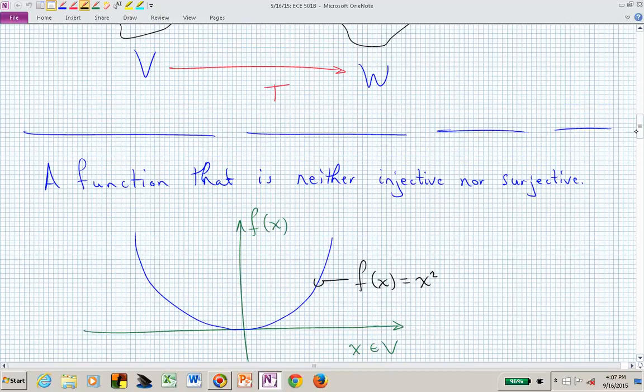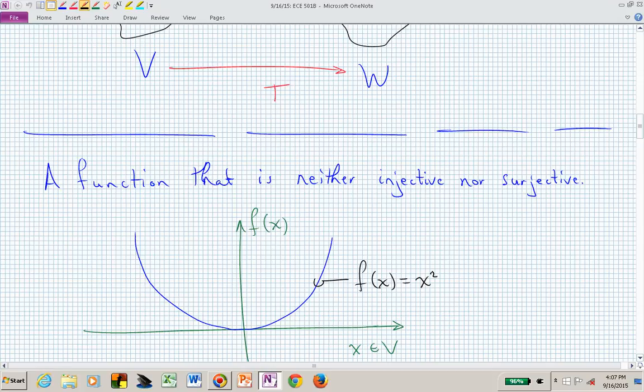We talked last time about different functions, and I just in passing said, oh, this function, the squared function, is neither injective nor surjective.